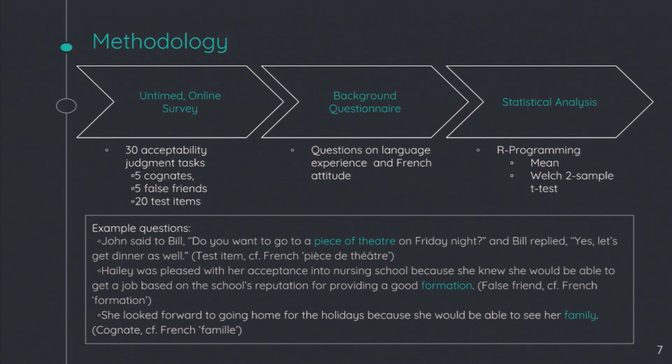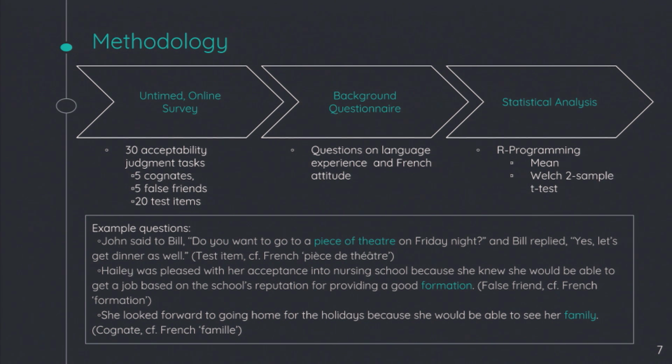Examples of the questions would be something like: John said to Bill, do you want to go to a piece of theater on Friday night? And Bill replied, yes, let's get dinner as well. The test item would be piece of theater because it looks like pièce de théâtre, which is an expression in French that means something equivalent to show. And an example for a false friend would be: Haley was pleased with her acceptance in a nursing school because she knew she'd be able to get a job based on the school's reputation for providing a good formation, where formation is the word used.